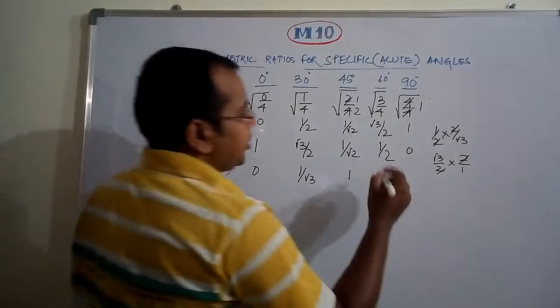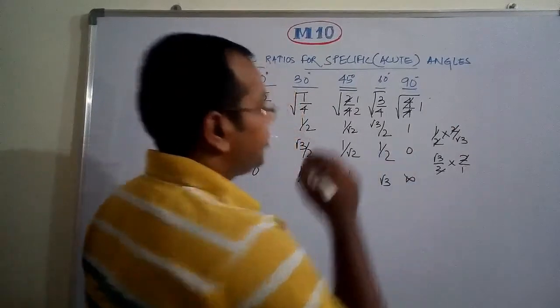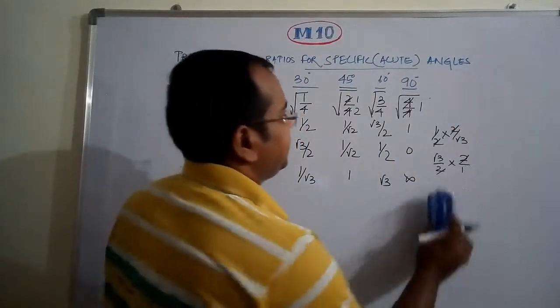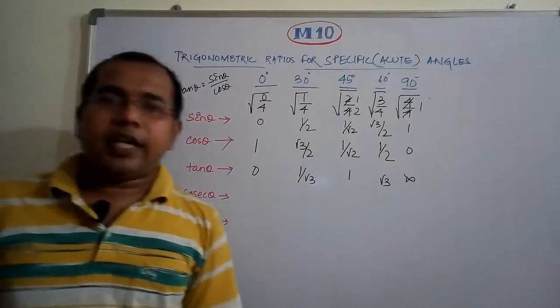Next is 1 by 0. 1 by 0 is not divisible. That means the result will be undefined or you write it as infinite. Okay. So basically you have to remember the sine theta, cos theta and tan theta.